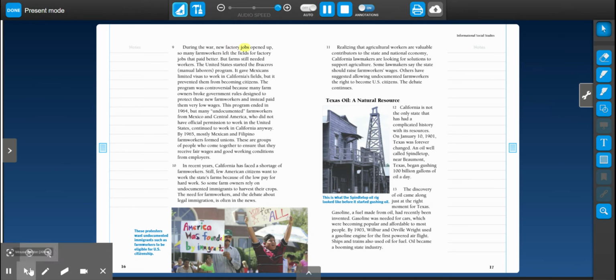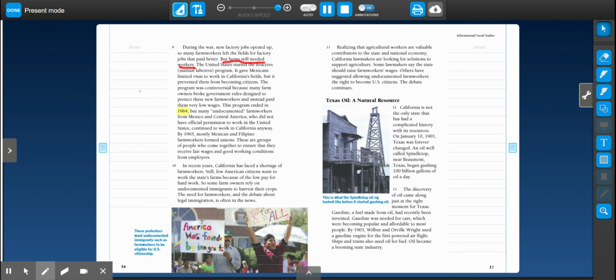During the war, new factory jobs opened up, so many farm workers left the fields for factory jobs that paid better. But farms still needed workers. The United States started the Braceros, Manual Laborers Program. It gave Mexicans limited visas to work in California's fields, but it prevented them from becoming citizens. The program was controversial because many farm owners broke government rules designed to protect these new farm workers and instead paid them very low wages.